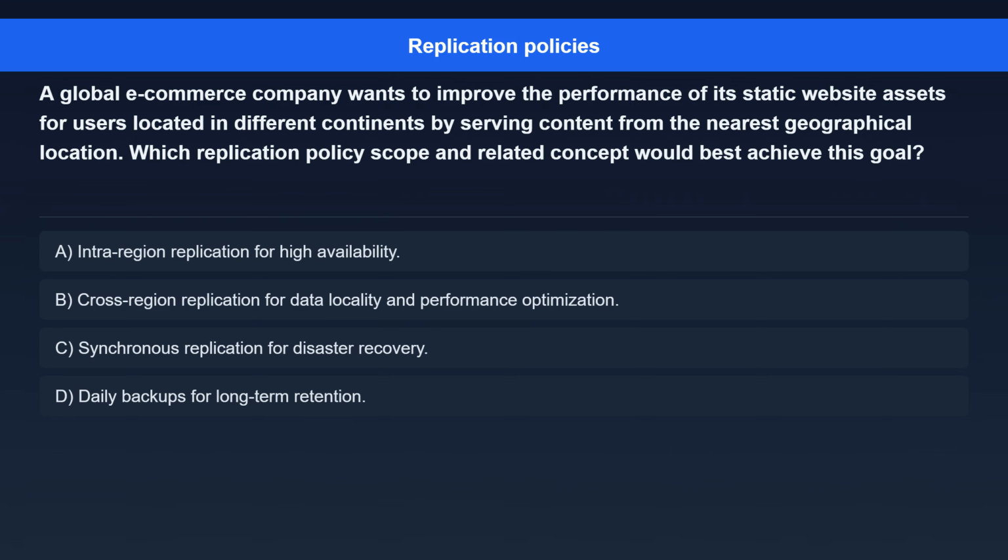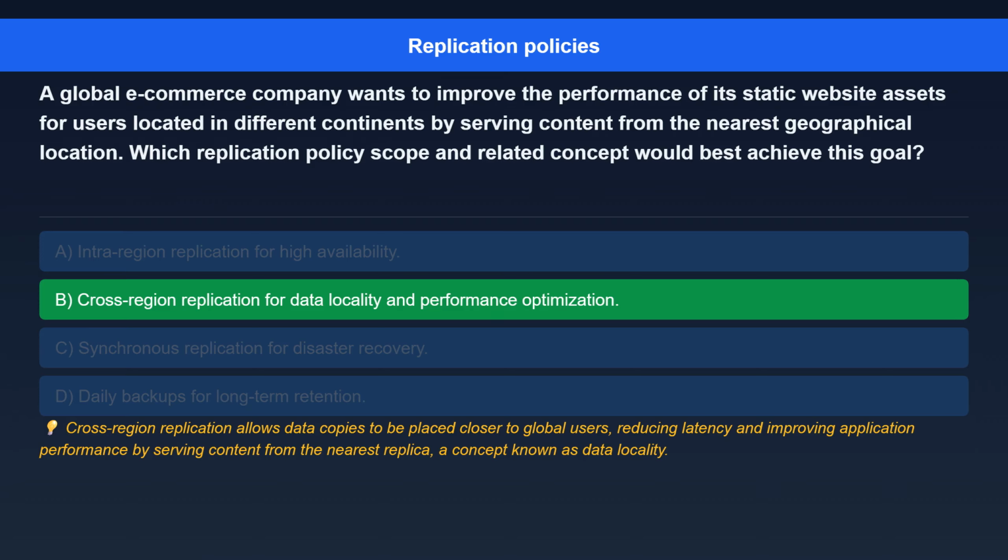Question 5. A global e-commerce company wants to improve the performance of its static website assets for users located in different continents by serving content from the nearest geographical location. Which replication policy scope and related concept would best achieve this goal? Option A. Intra-region replication for high availability. Option B. Cross-region replication for data locality and performance optimization. Option C. Synchronous replication for disaster recovery. Option D. Daily backups for long-term retention.